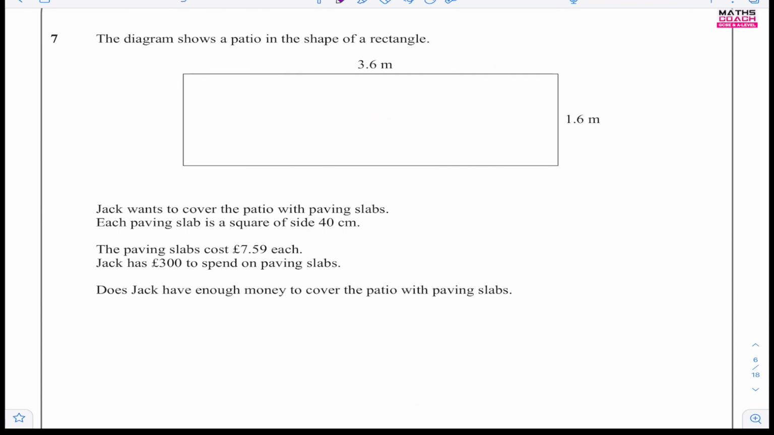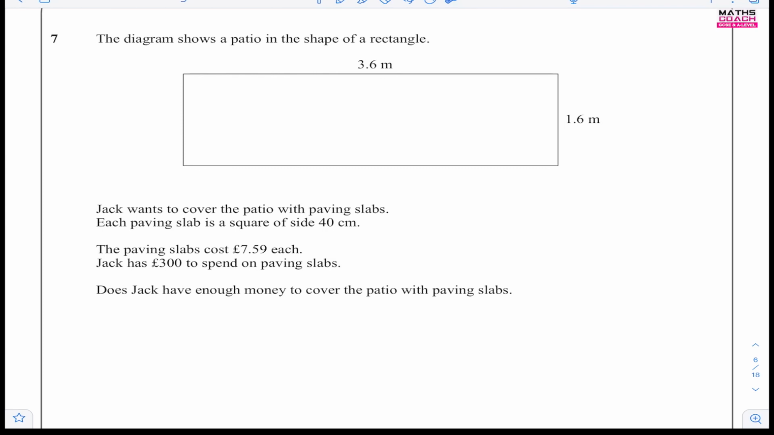Question 7. The diagram shows a patio in the shape of a rectangle. Jack wants to cover the patio with paving slabs. Each paving slab is a square of side 40 centimeters. The paving slabs cost £7.59 each, and Jack has £300 to spend on paving slabs. Does he have enough money to cover the patio with paving slabs? Now, where do we begin?